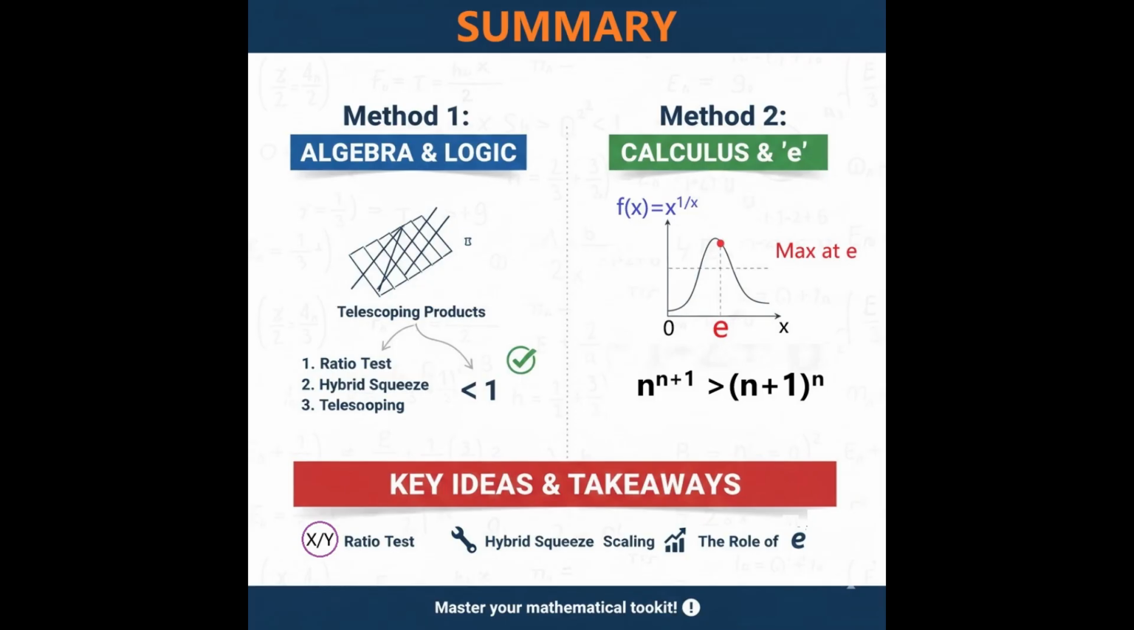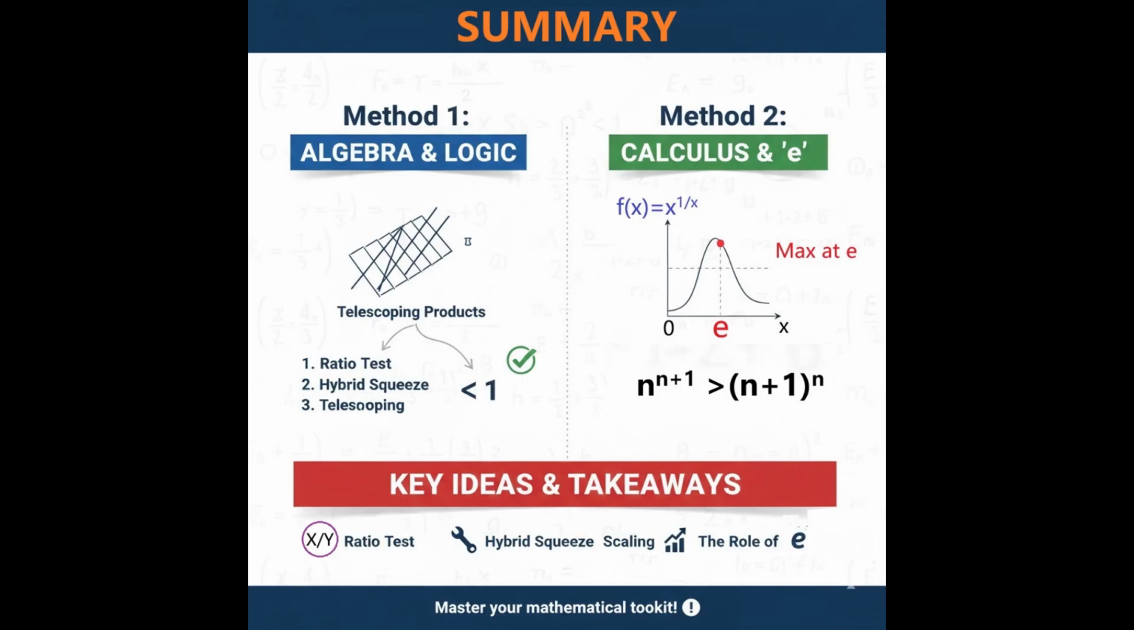To summarize, we explored two complementary approaches. First, we used a non-calculus method, relying on elementary algebra together with a hybrid of squeezing and telescoping products, to establish a clean upper bound. Then, we moved to a more advanced perspective, using the function x to the power 1 over x, and the constant e to uncover a powerful general rule.